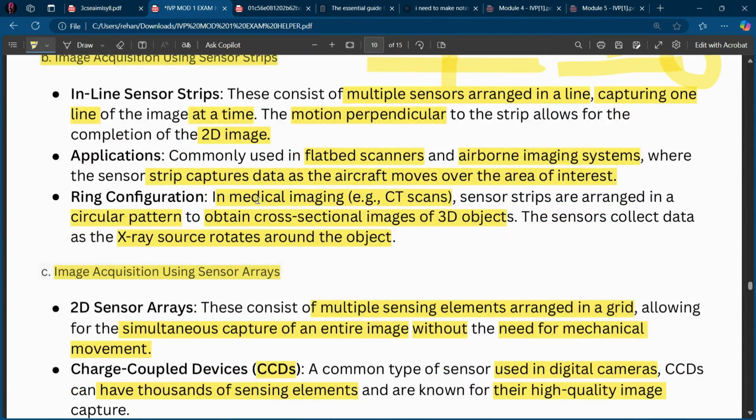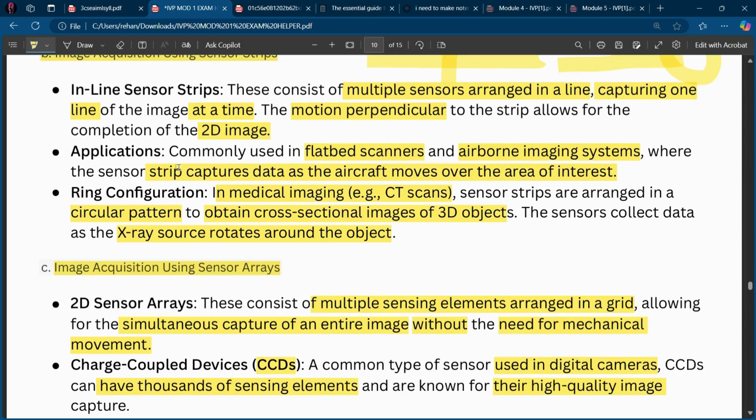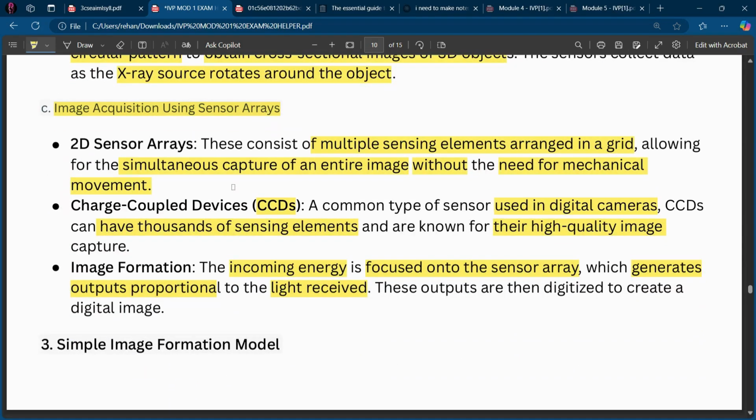Applications: flatbed scanners and airborne imaging systems, where the sensor strip captures the data as the aircraft moves over the area of interest, or ring configuration. Two are there: one is flatbed and one is ring. Flatbed, as in a bed, will be there; as the plane moves, it just captures. The ring is nothing but medical imaging, like CT scans. Tables are there, a circle; we just go through and the results of the CT are obtained.